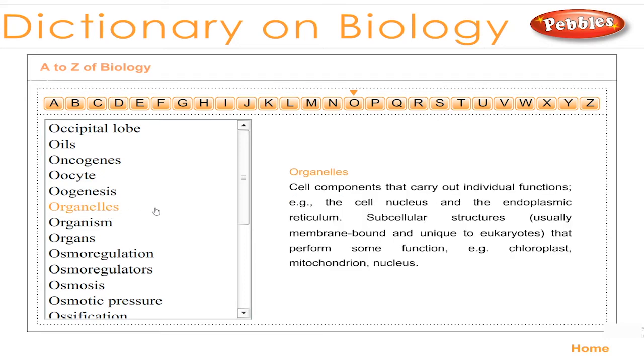Organelles, cell components that carry out individual functions. Example, the cell nucleus and the endoplasmic reticulum. Subcellular structures usually membrane-bound and unique to eukaryotes that perform some function. Example, chloroplast, mitochondrion, nucleus.